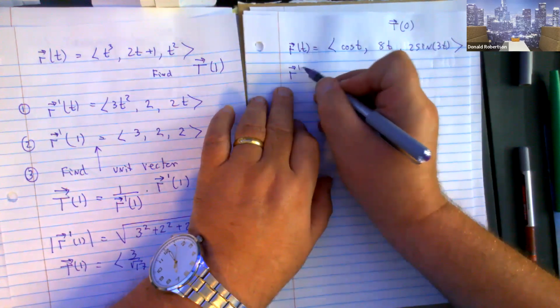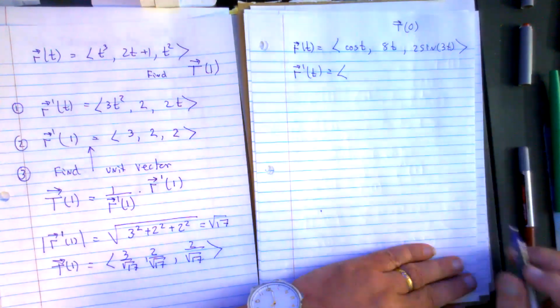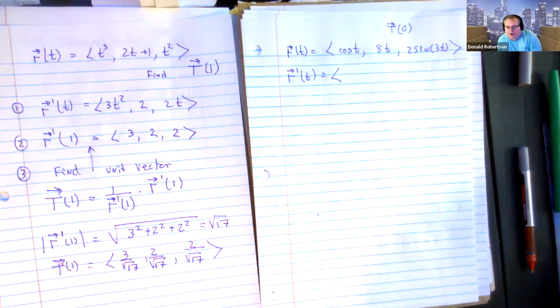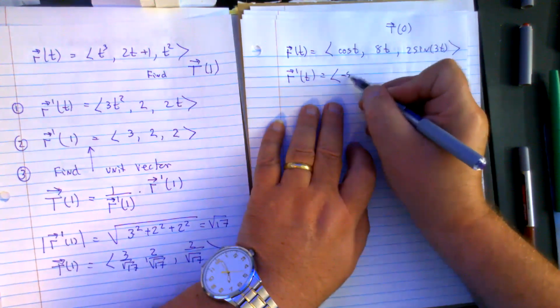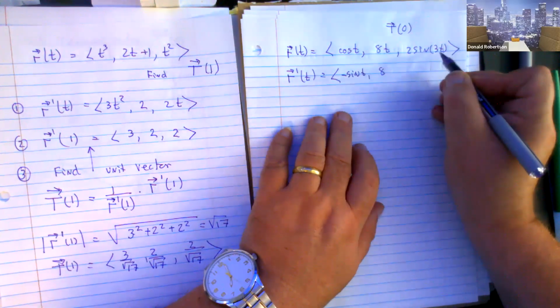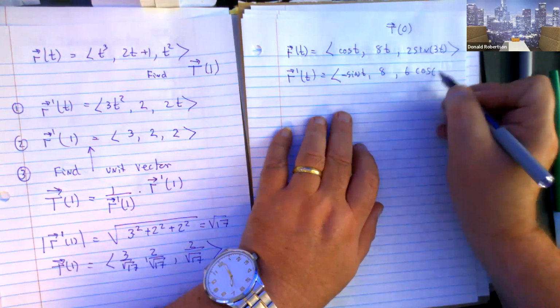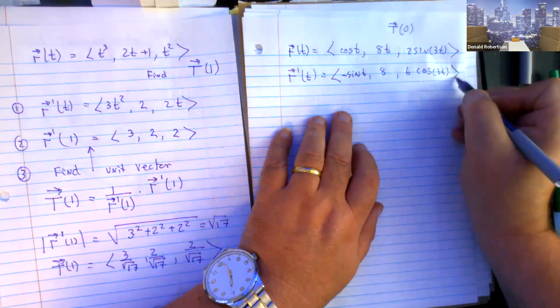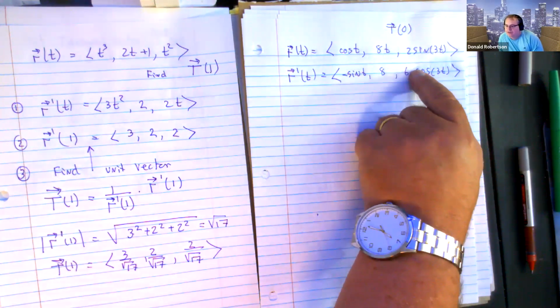So, differentiate. Okay, what's the derivative of cosine? Negative sine. That guy is 8, and this guy is a chain rule. So you eventually are going to get 6 cosines of 3t. You all happy about how come the 2 turned into 6? Because the derivative of 3t generates another 3.